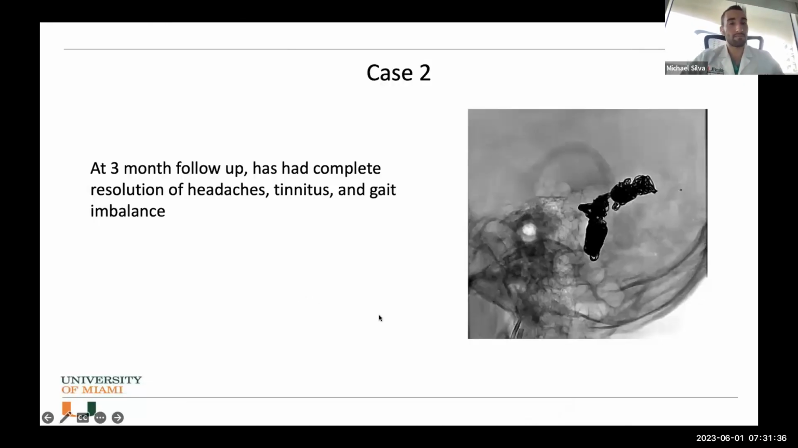This patient did great, resolution of his headaches and tinnitus. And that was, as I said, a higher risk fistula because of the retrograde flow and the cortical venous reflux. So he had a risk of hemorrhage, and like I said, the patient did quite well.